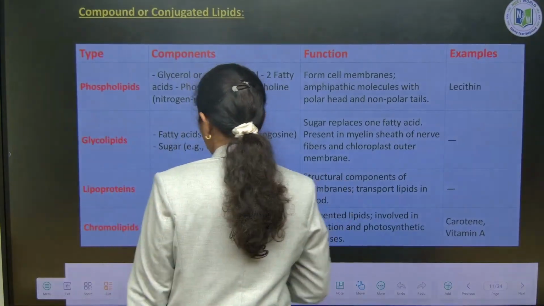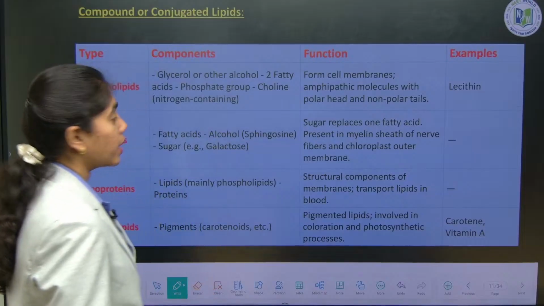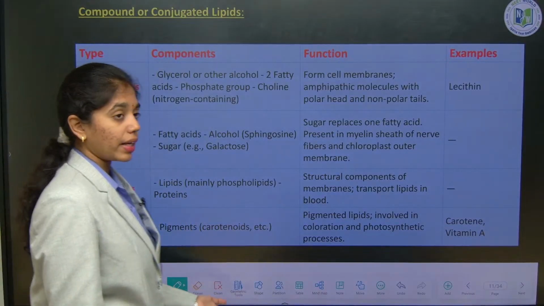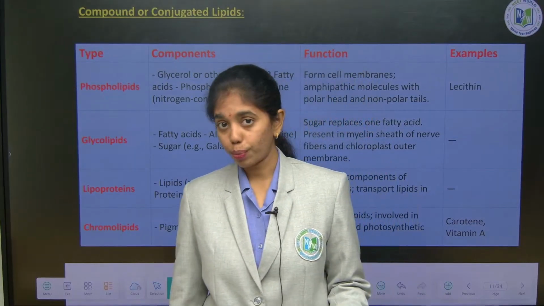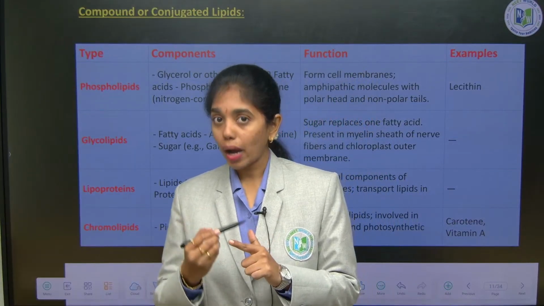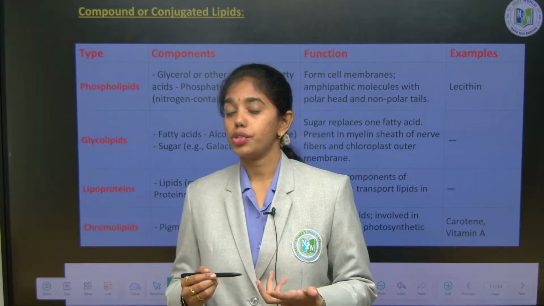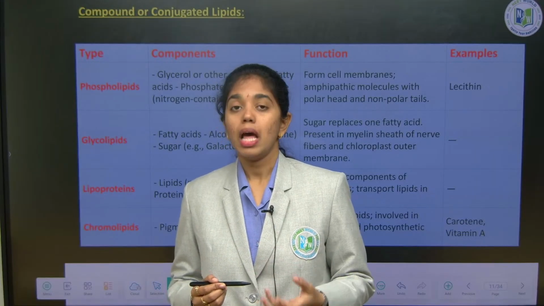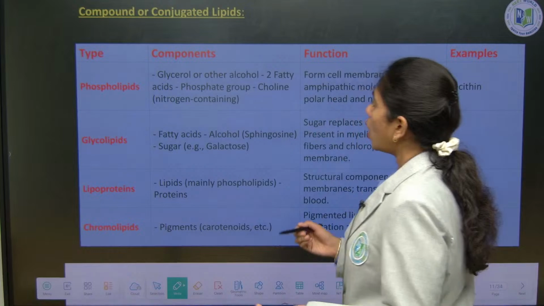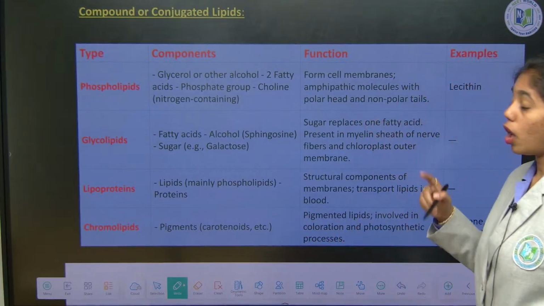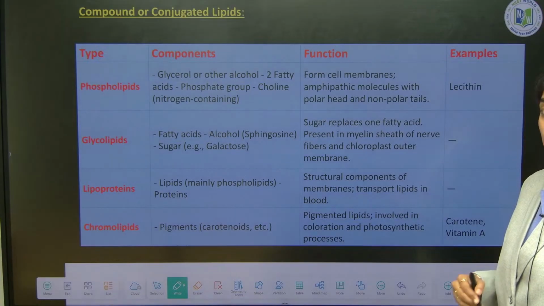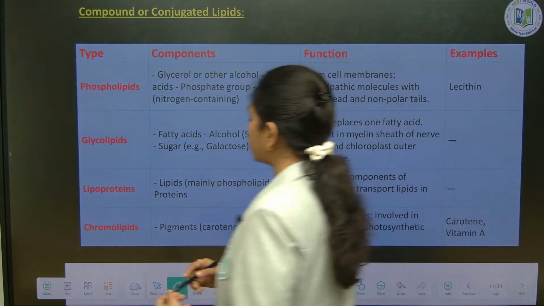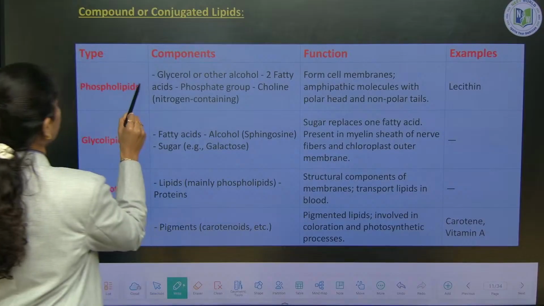What are compound or conjugated lipids? Usually fatty acids or simple lipids have a functional group and a carboxyl group. Along with the functional group and carboxyl group, if they consist of any other components like phosphate groups or alcohol groups or sugar components, they are addressed as what? Compound or conjugated lipids.